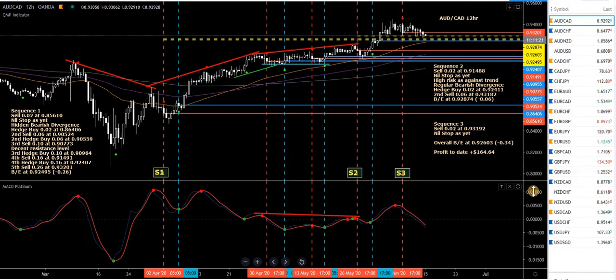It's been going since the 3rd of Feb with all my 12-hour trades on there. These yellow lines are my break-even levels. So you might have multiple break-even levels. For example, sequence 1's got one.